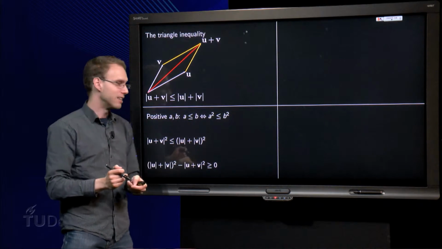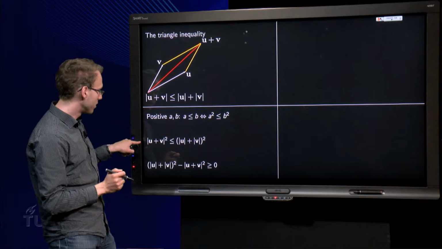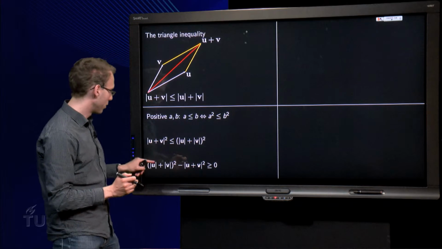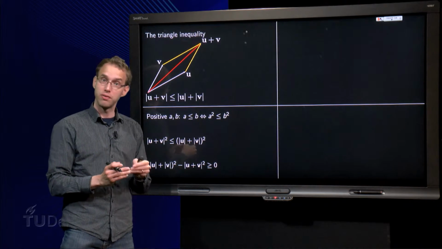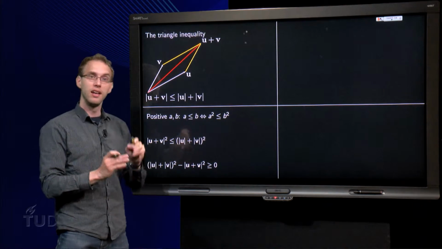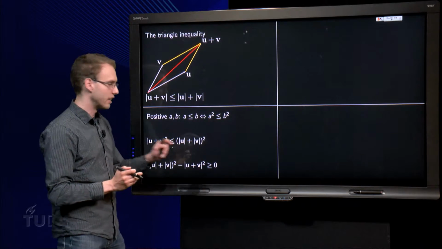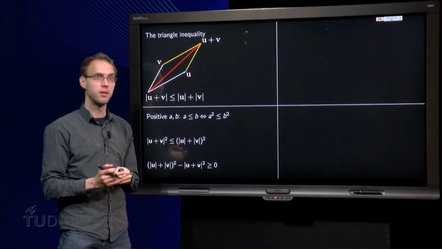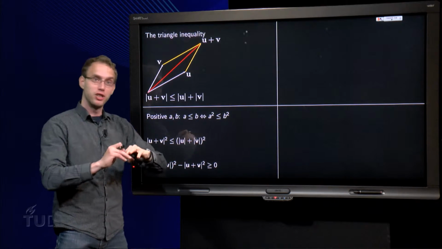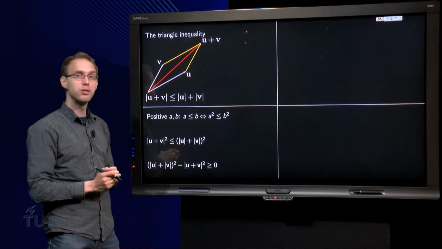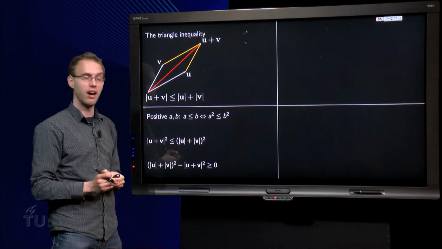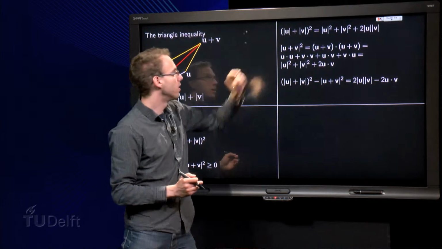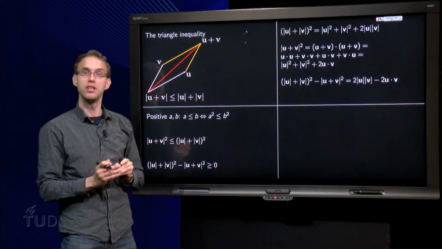And then we do again the same trick. We take this length of u plus v squared to the right hand side, and we show that the length of u plus length of v squared minus length of u plus v squared is positive. So it's a similar trick like we did in Cauchy-Schwarz. Well, we have been shifting around only, so how are we going to prove this for any vectors u and v in Rn? So what we do, first we compute (length of u plus length of v) squared.